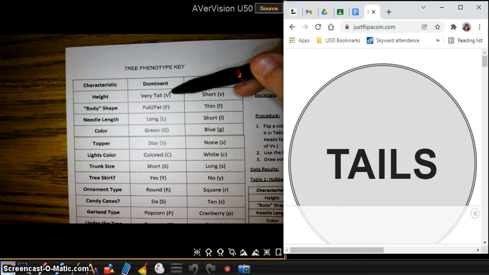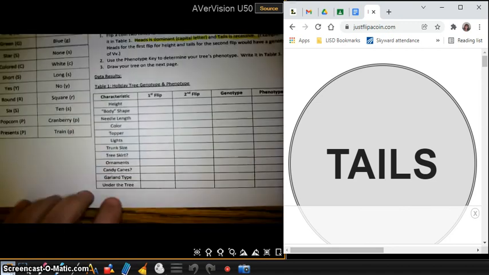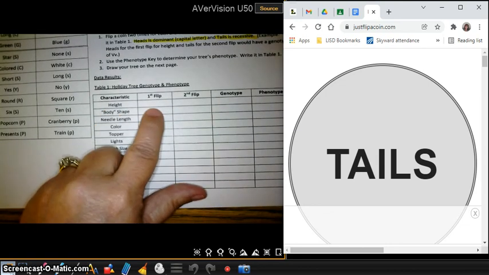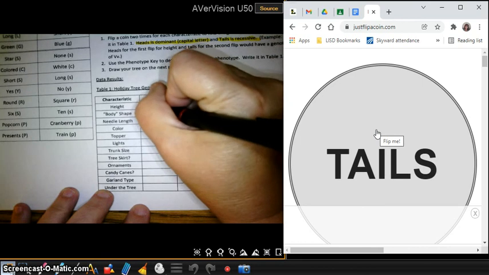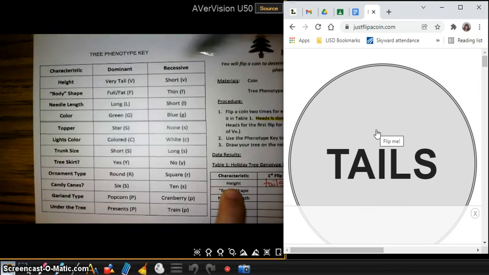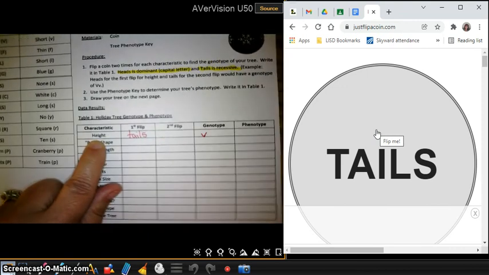Okay, so you're going to make sure if they give you the genotype letters, you use their letters, dominant being a capital, recessive being a lowercase. So we're going to start out with the characteristic of height, and we're going to record what we flip first. So I'm going to use this to flip my coin, and I'm going to record tails as my first flip. Now, since I got tails on my first flip for height, I'm going to look at height, and here it says recessive is a little v. And so for my genotype, I'm going to put a little v because I flipped tails.